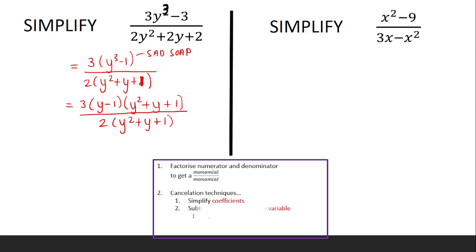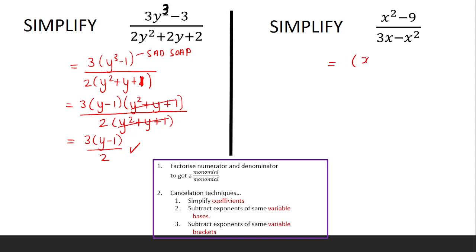So that means that now I've got my mono over my mono. Coefficients cannot simplify. We don't have any variable bases that are the same, but we do have this variable bracket and this variable bracket. So then I've got 3y minus 1 all over 2. Done.